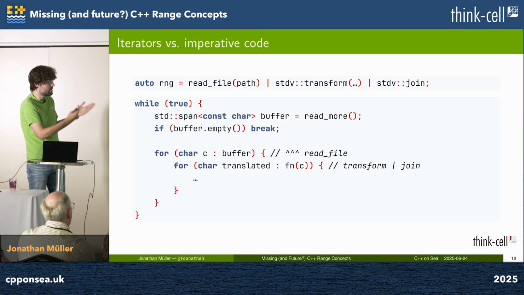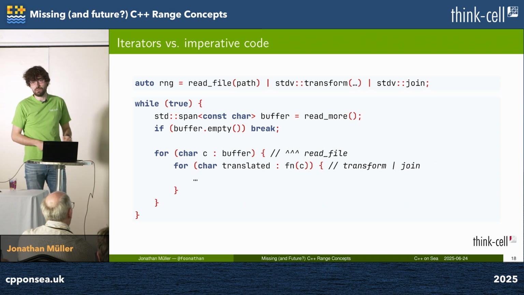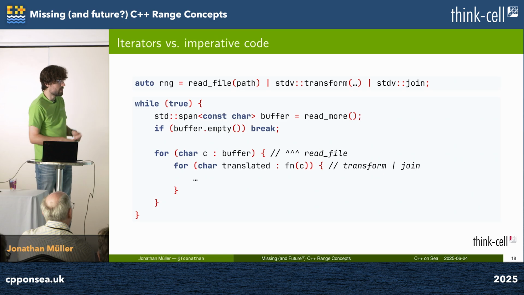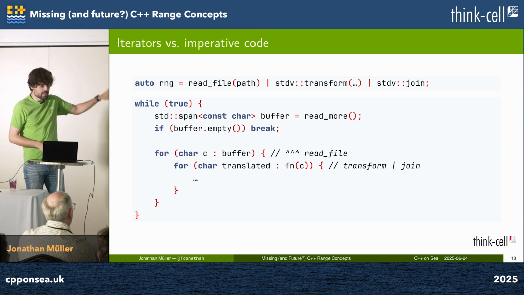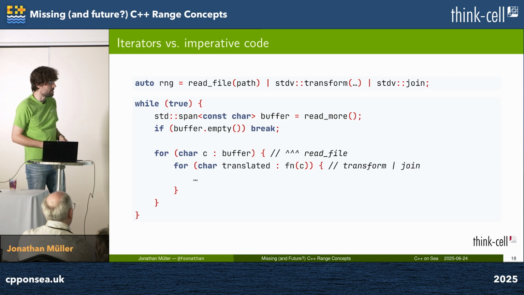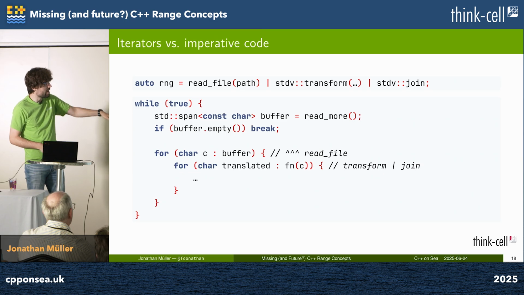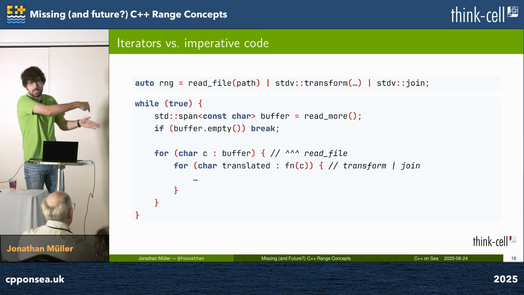If you're done, then you break out of the loop. Otherwise, you iterate over each character in the buffer. You translate that by turning it into a string, translate over each character, and then you do something with it. In this case, we want to turn that all into a string. And this is the equivalent imperative code that will do the same thing, right? So the first couple lines, this is the read file, and then the loop with the function, this is a transform join.